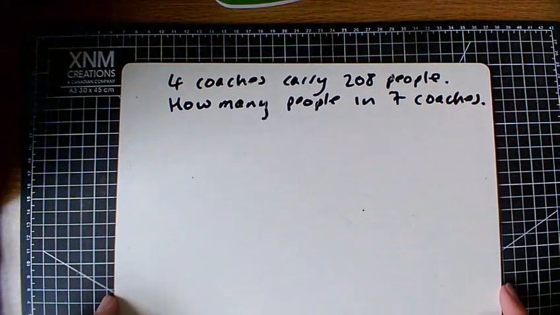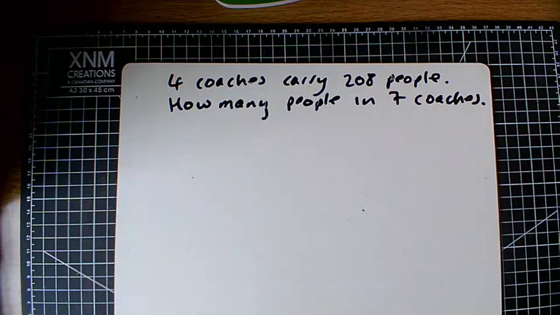So first of all, here is an example of a direct proportion problem. 4 coaches can carry 208 people. How many people can be carried by 7 coaches? Now this is an example of direct proportion because as the number of coaches increases, so does the number of people they can carry. Now here's a suggested layout.